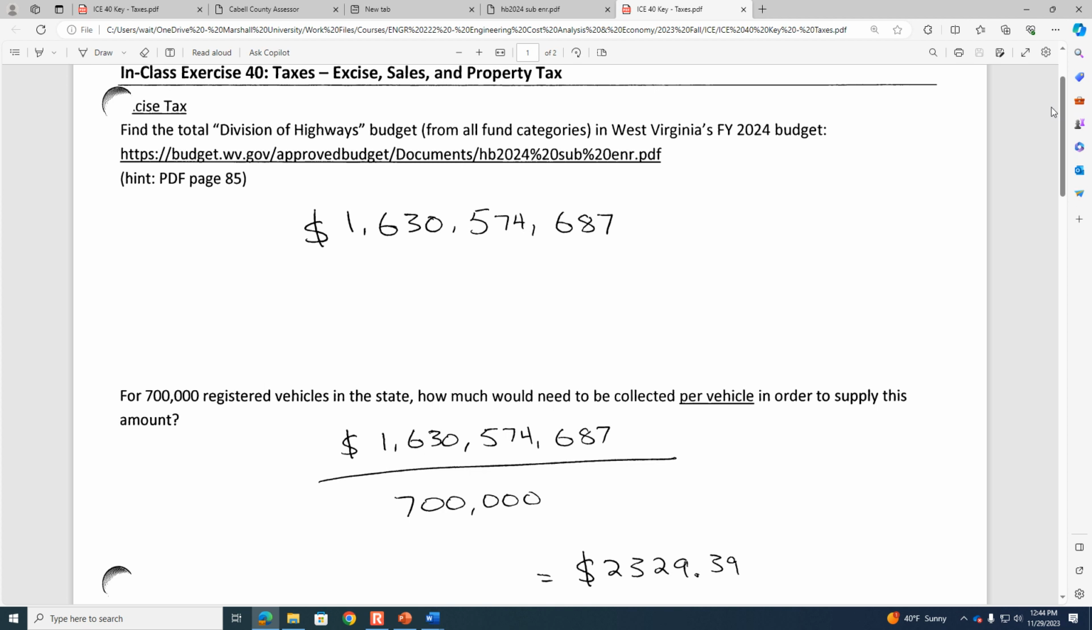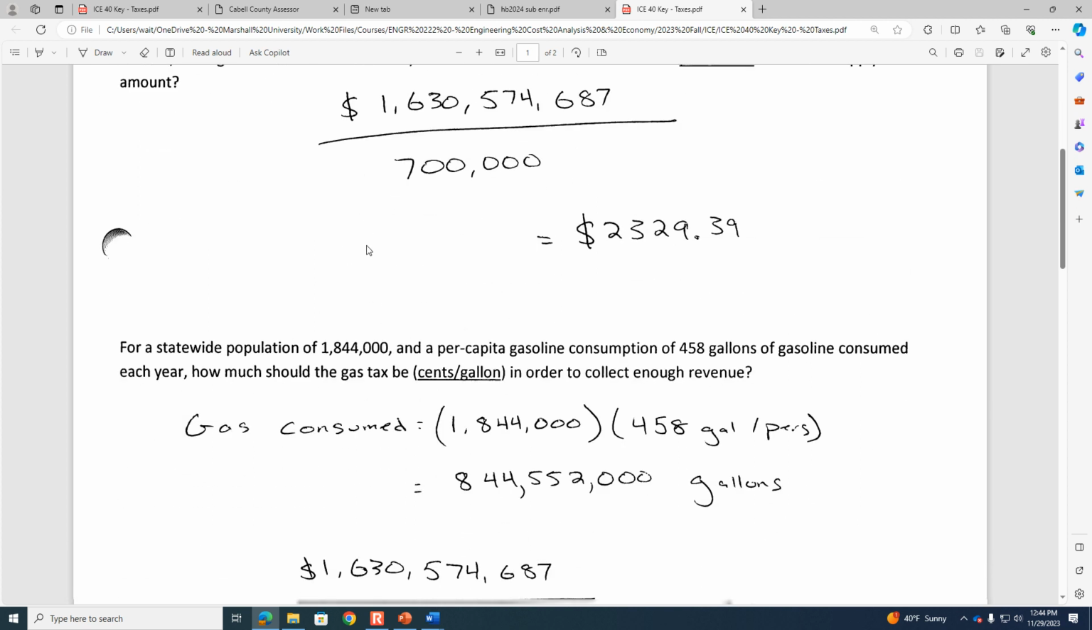I think probably there are some of the general funds that are related to income taxes helping to support the Division of Highways as well. All right, so if it was collected on a dollars per vehicle basis, that would be an example of an excise tax, a specific tax that applies per item and the revenue is being used for a specific purpose like highway maintenance. What if it was based on gasoline?